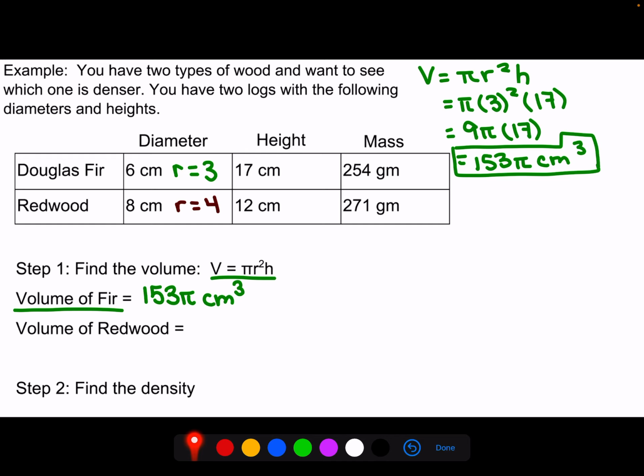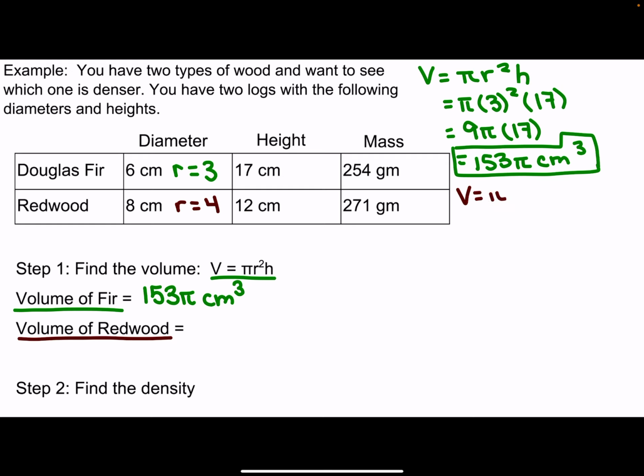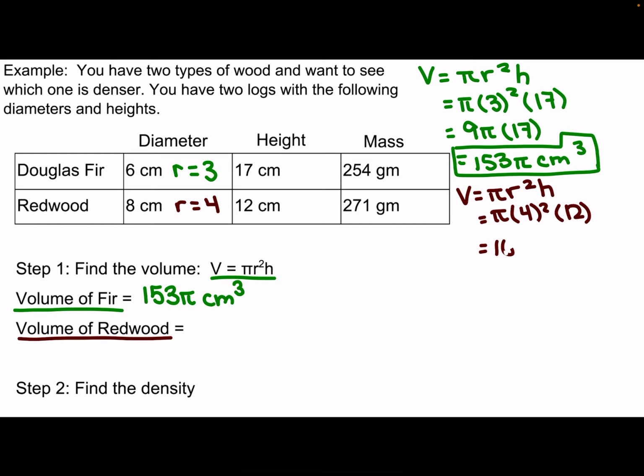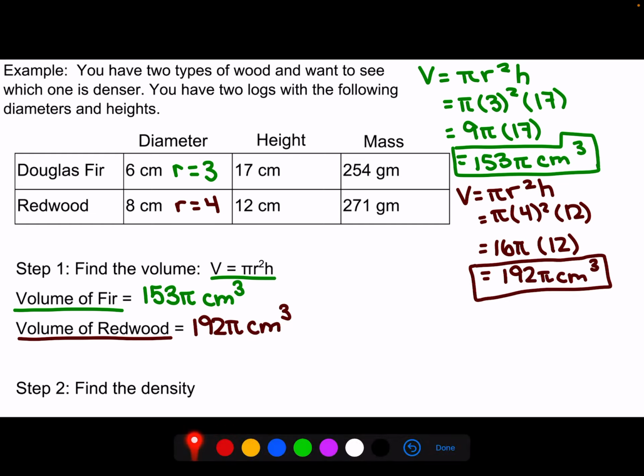Now that we have the volume of the Douglas fir, let's find the volume of the redwood. We're going to use the same equation, except this time I'm plugging 4 in for r and 12 in for h. That will give me pi times 4 squared times 12. 4 squared is 16. 16 times 12 is 192 pi. Therefore, the volume of the redwood is 192 pi centimeters cubed.